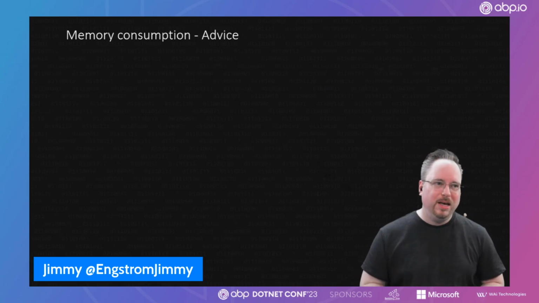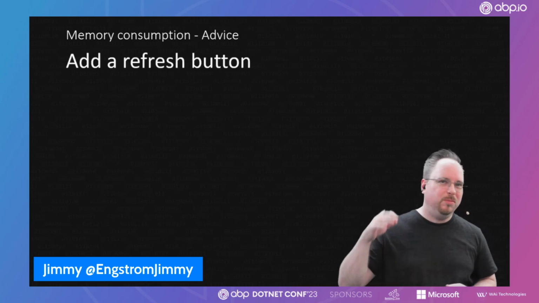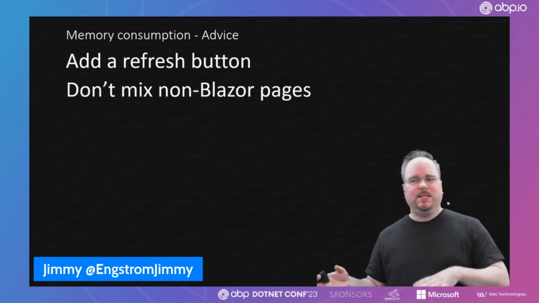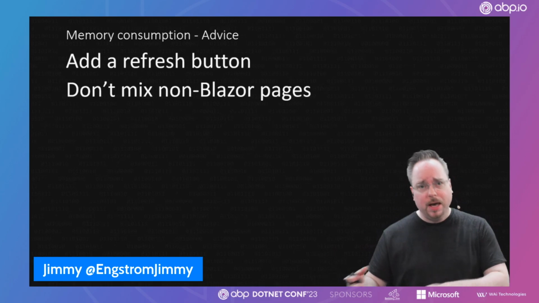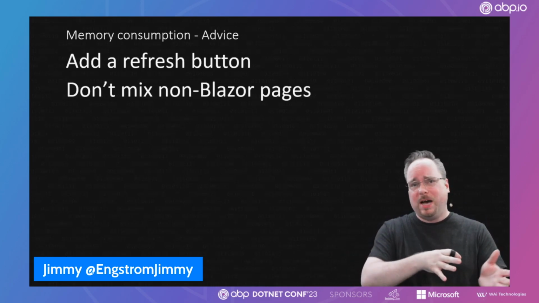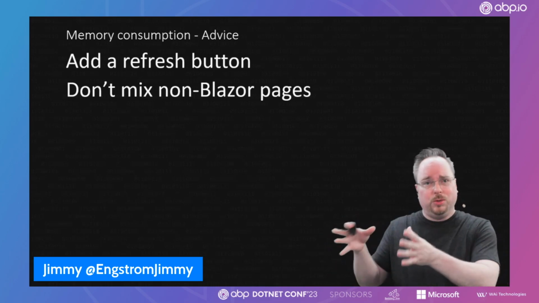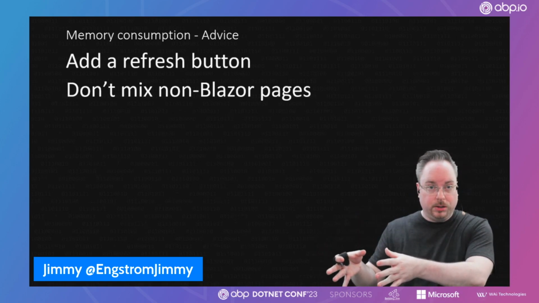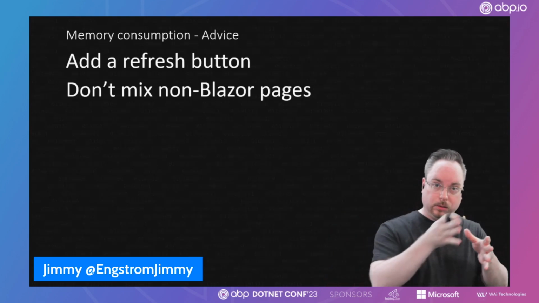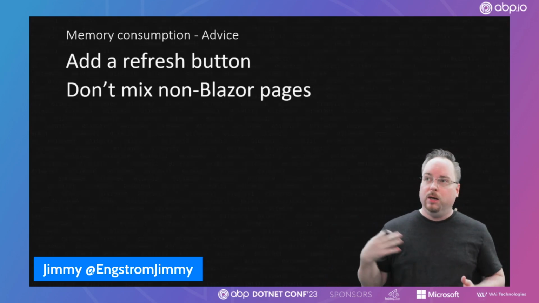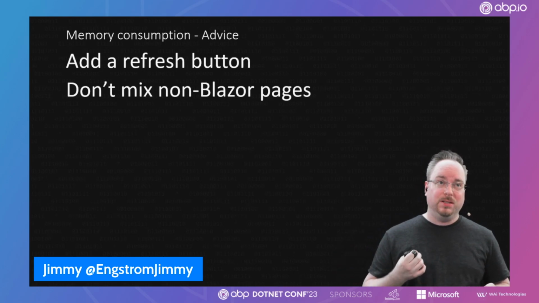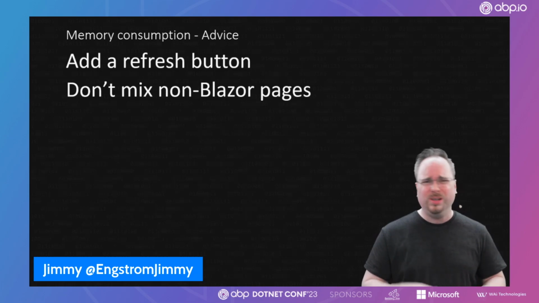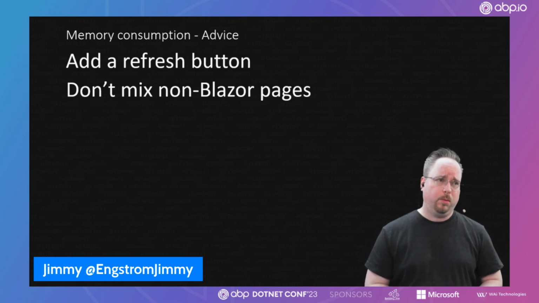So what I would recommend is to add a refresh button so our users don't have to press F5 all the time. And don't mix Blazor and non-Blazor pages, because every time you go to a page that is not Blazor, it would sever the circuit, and then when you go back to a Blazor page, it would connect to a circuit. With .NET 8, the circuit handling is going to be a lot better, and you have a little bit more control. Not sure if it's going to help all the way, though.